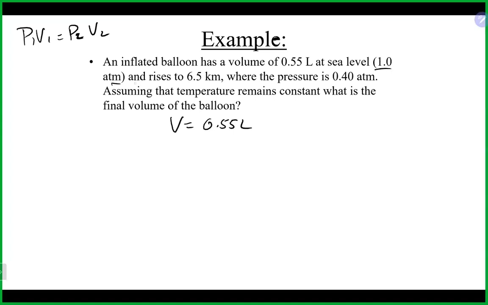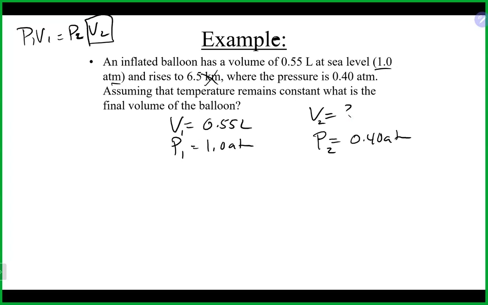1 atmosphere is a pressure. 6.5 kilometers is useless information in this problem. Pressure here, 0.4 atmospheres, and we are looking for a final volume. So we could call the first stuff in the problem the ones, the second ones the twos, and we could see in this case that we basically just need to solve for V2. We could also see that probably Boyle's law here would be the right gas law to choose as it has 2 pressures, 2 volumes. You could almost see Boyle's law in the numbers there.